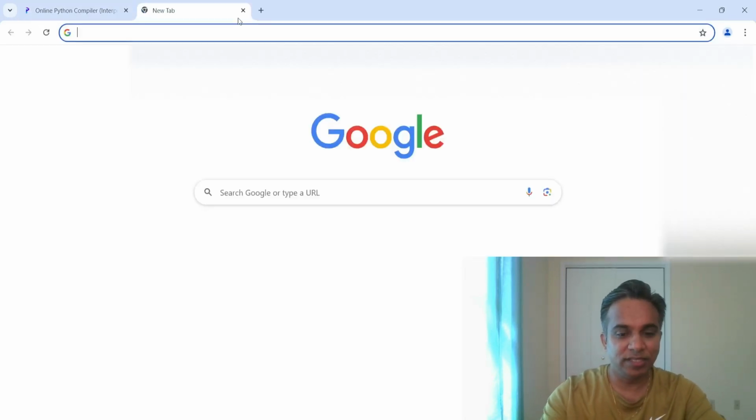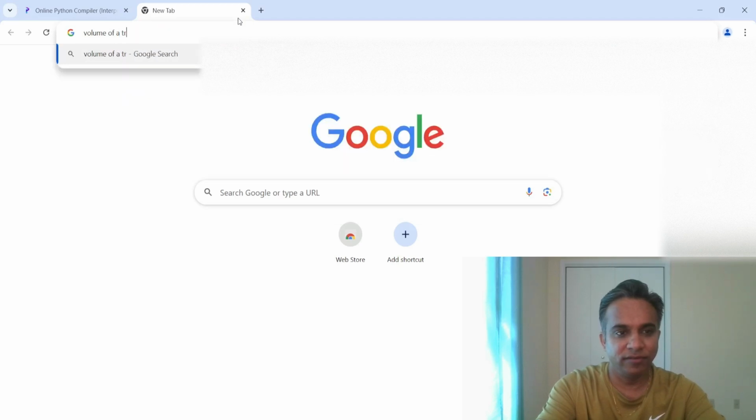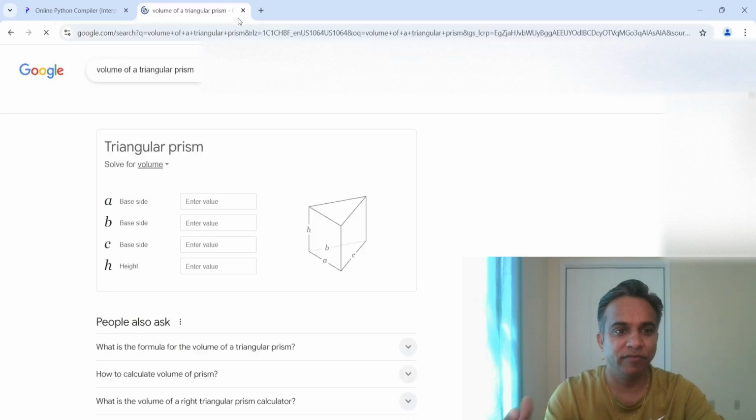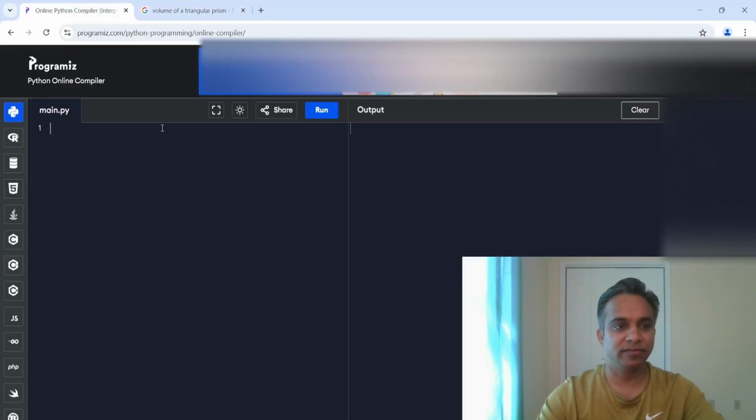So the first step is the volume of a triangular prism. We find out. The triangular prism equation is one by four multiplied by height and then the square root of a complete equation. There is an equation over here which is based on A, B and C, which are the base sides. Now let us write the program.